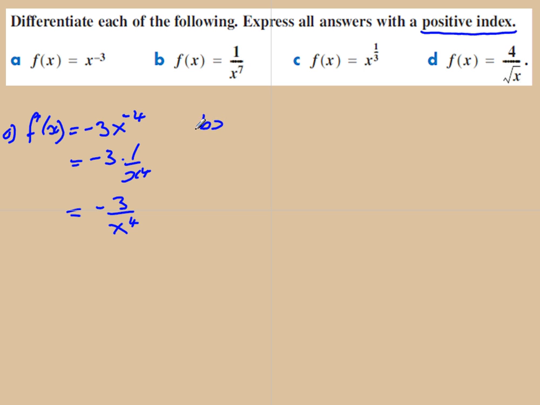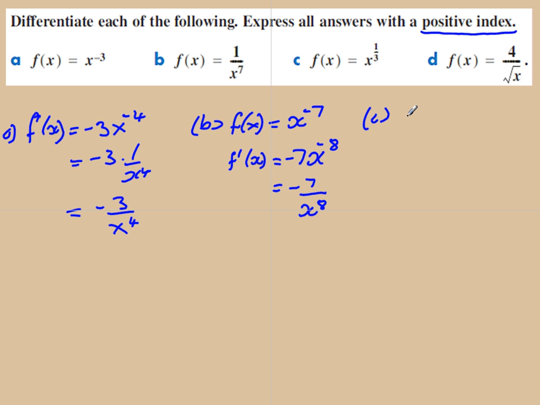Now for b, if I start by first putting that as indice with negative power, so that's x to the negative 7. So now I can work out that the derivative then is going to equal negative 7x, subtract 1 from the power, then gives us negative 7 over, and of course x to the negative 8 is x to the power of 8.